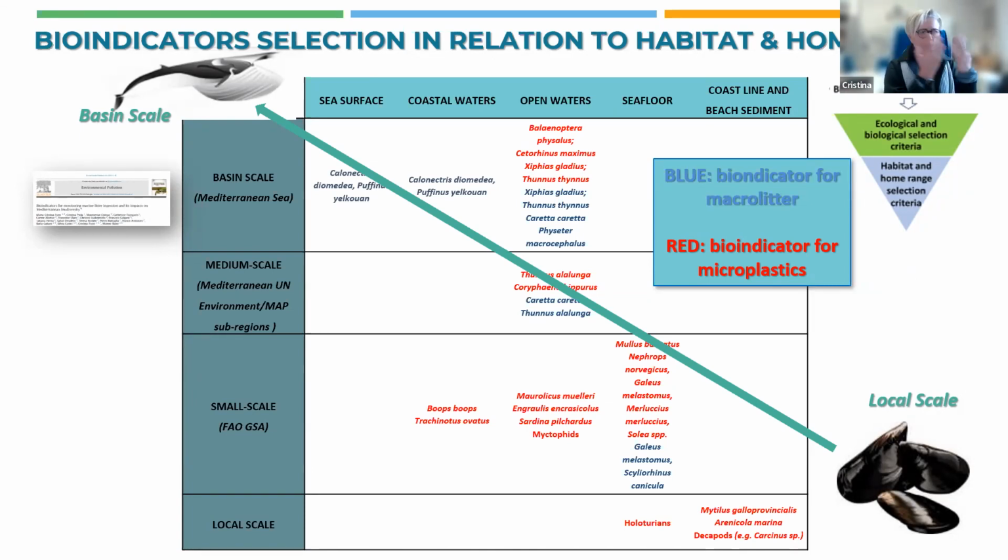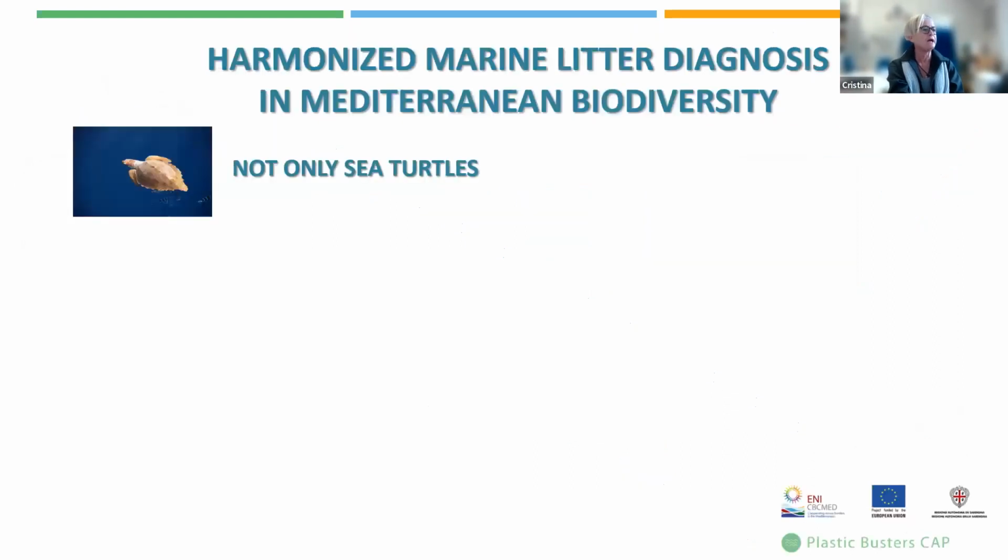And so, moving to this concept, the different habitats, from sea surface, coastal habitat, open water, seafloor, coastline, and the home range, moving from local scale to small scale, medium scale, and basin scale, you can move towards a more complete assessment of the potential impact on biodiversity. And here I'm just coming to show you some new results, a new approach.